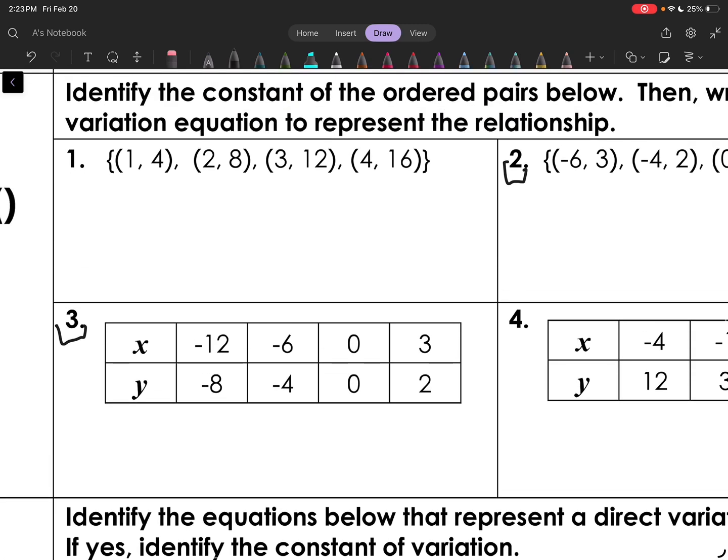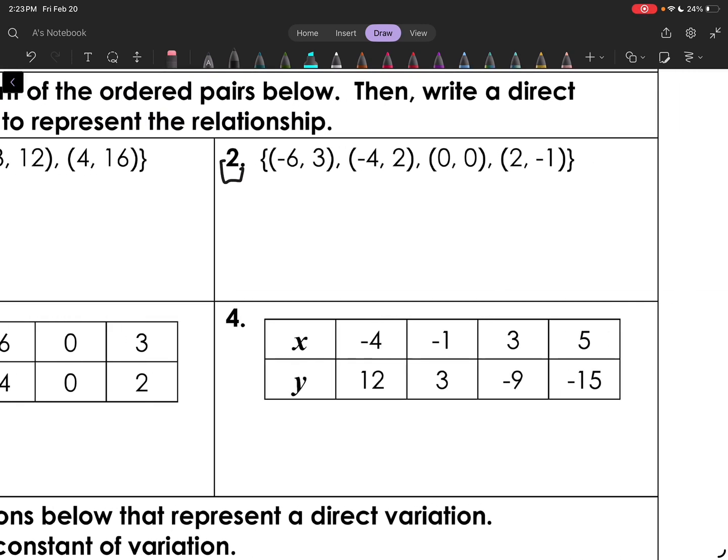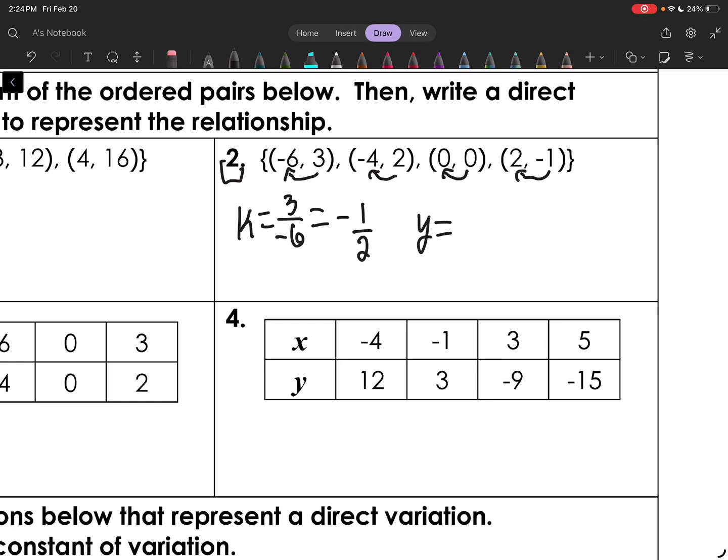Okay, let's look at number 2. Identify the constant in the ordered pairs below. So if I go from 3 back to negative 6, from 2 back to negative 4, 0 back to 0, negative 1 back to 2. K is going to be equal to 3 over negative 6, which is negative 1/2. Therefore, y needs to be equal to negative 1/2 x.